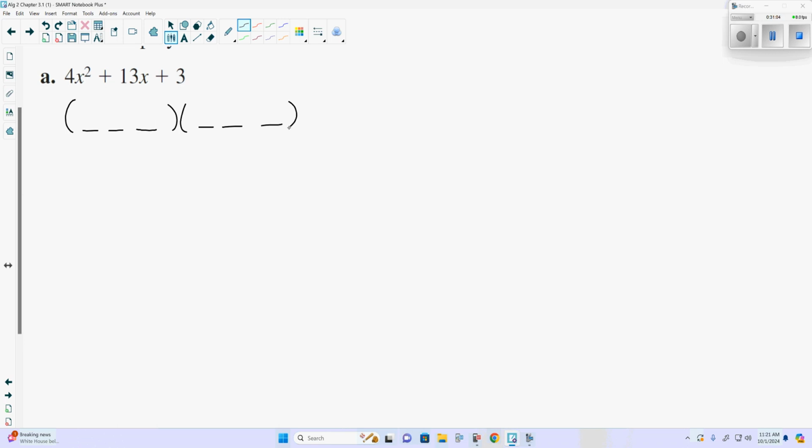So that brings us to step number 3. If the third term is positive, the signs are the same and match the sign of the middle term. If the third term is negative, the signs are opposite. And yes, I'm going to be repeating that multiple times. So when we look at this here, our third term is 3, but it is positive 3. So the third term is positive. So the signs are the same and match the sign of the middle term. And the middle term is also positive. So we'll have plus and plus.